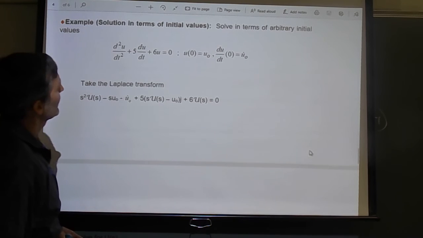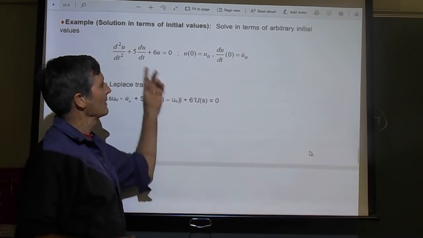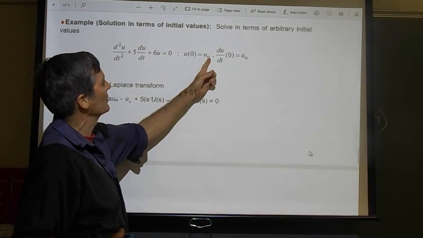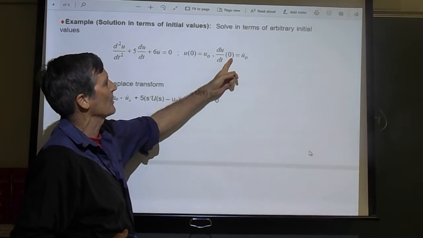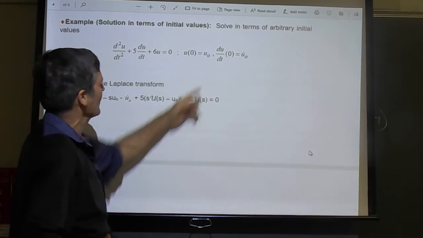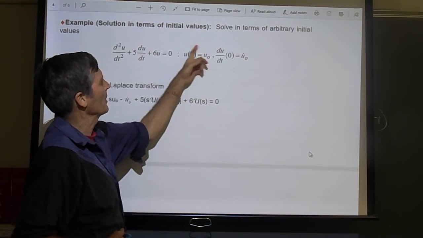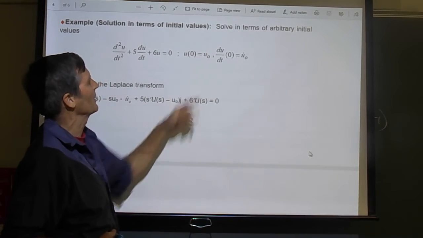And then finally we can solve these, we said, in terms of initial values. If I just replace u of 0 with u0, some number, and du dt at 0 with u dot 0, some number. So these are the numbers that are the initial values. This equation is called an initial condition. The number here is called an initial value.